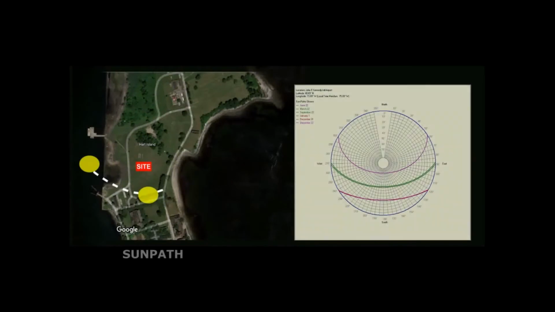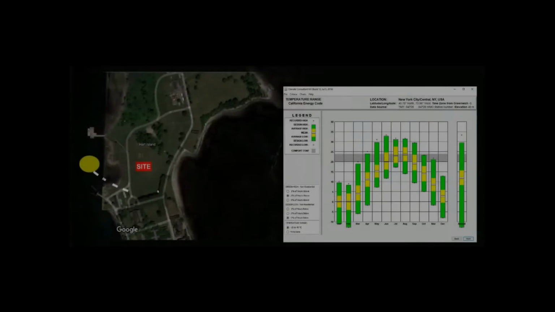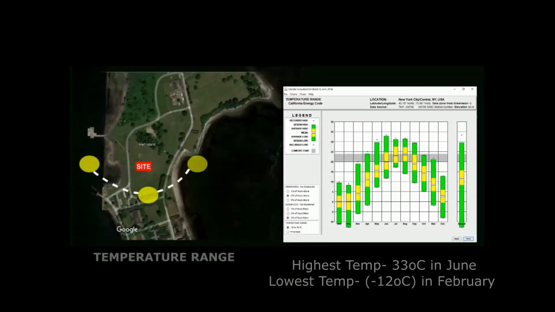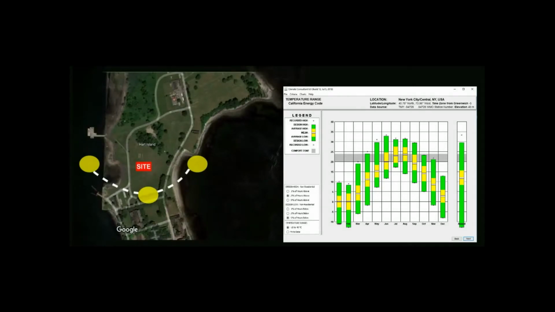The following is a sun path showing that there is uninterrupted solar radiation to the site. The following chart shows the temperature range, where the highest temperature reached 33 degrees in June and the lowest is -12 in February.